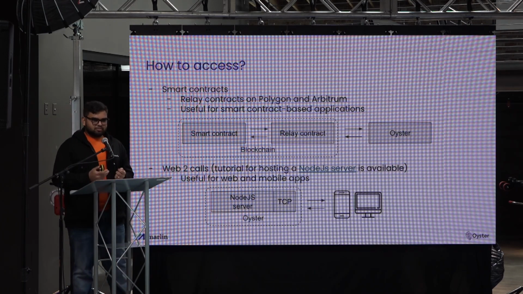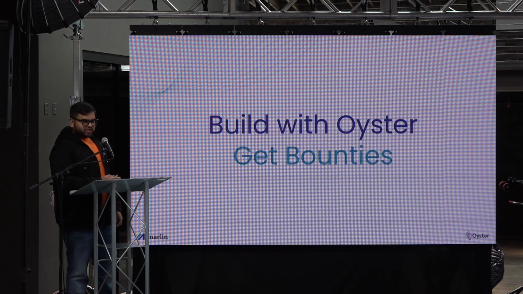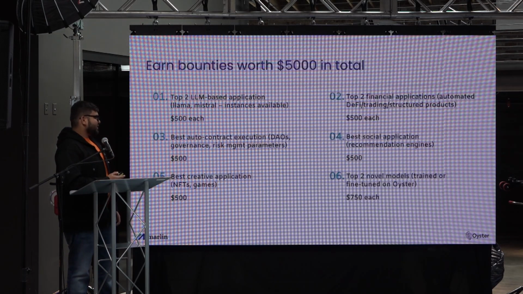You don't even have to do a lot of shebang like we did with smart contracts. You can directly deploy a Node.js server. We do have a tutorial available. Or if you want to do an image build of your AI model or whatever, you can still do it, right? So build with Oyster. This is one of the exciting things.